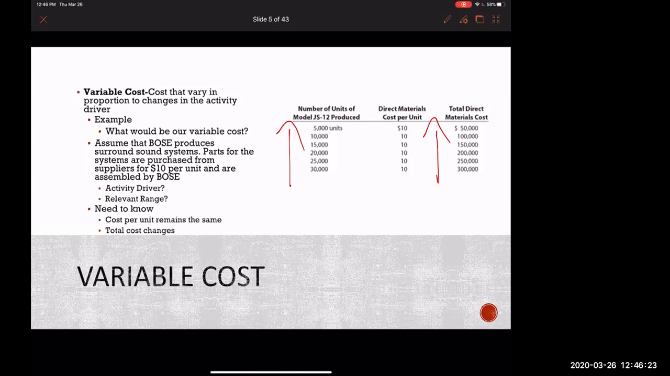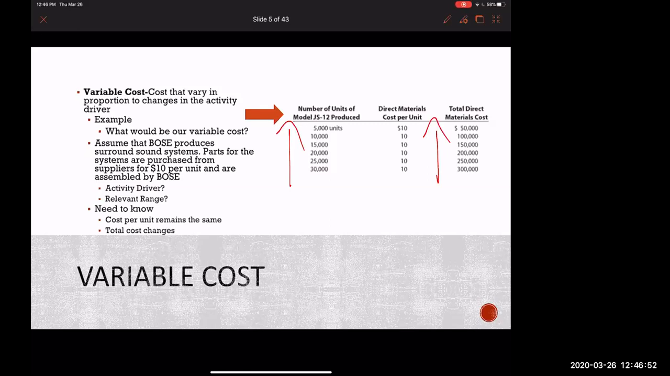My question to you is, what would be our variable cost here? What is causing our cost to increase? In looking through this, you should say that our variable cost in this example is the number of units being produced. Every time we increase our production of speakers, it is causing our total cost to increase.